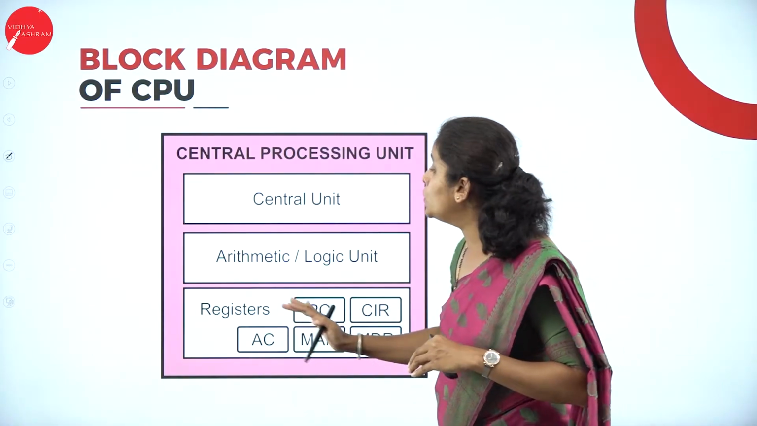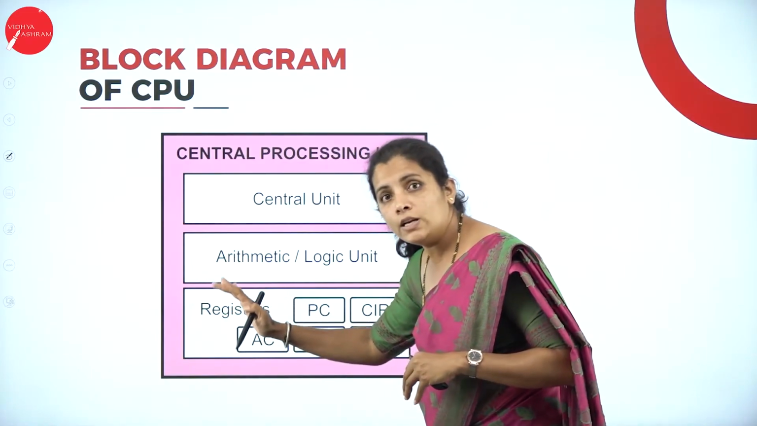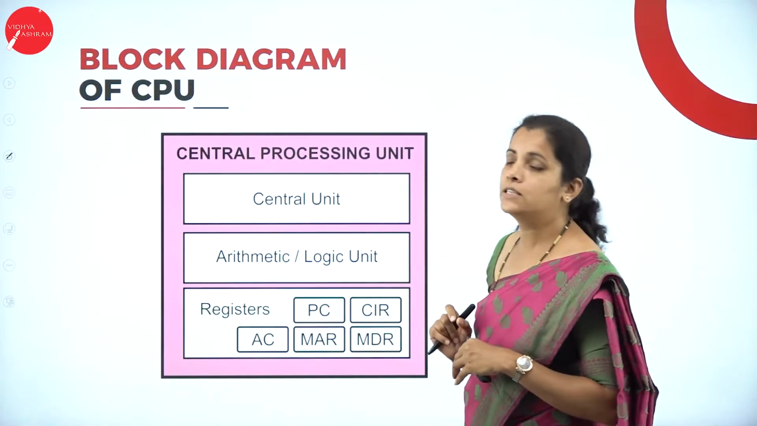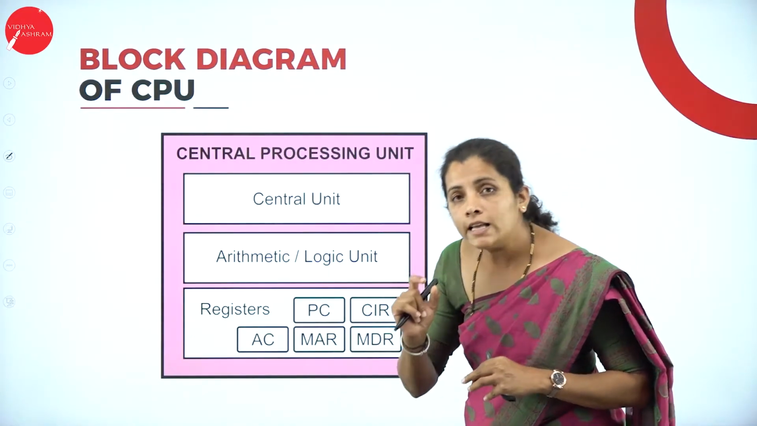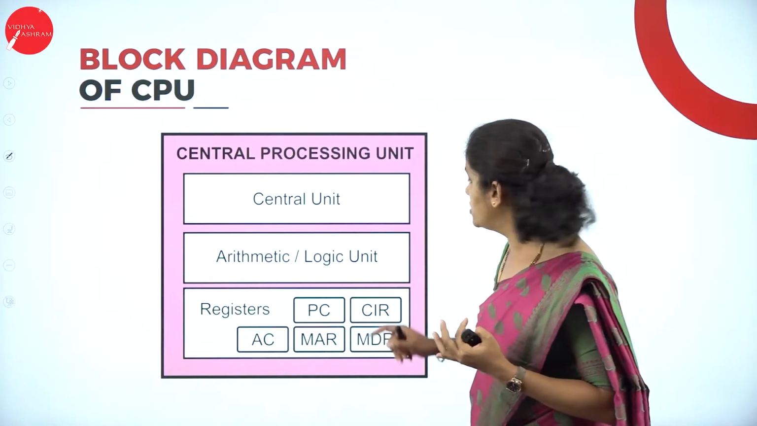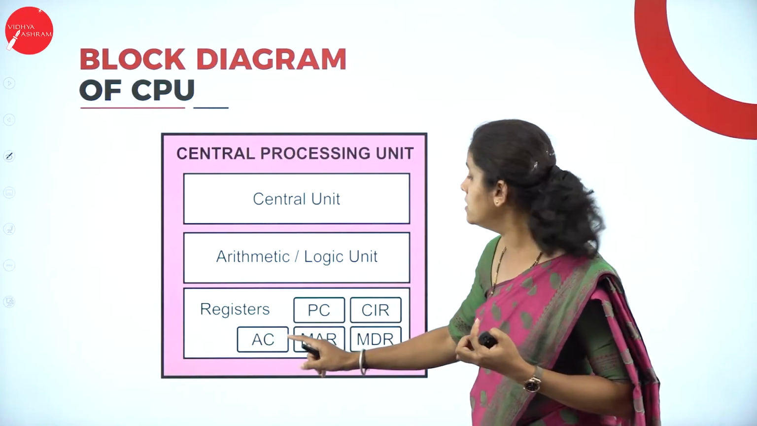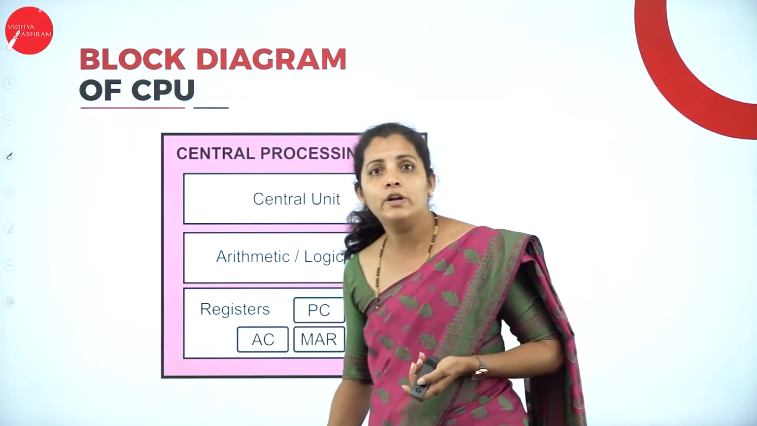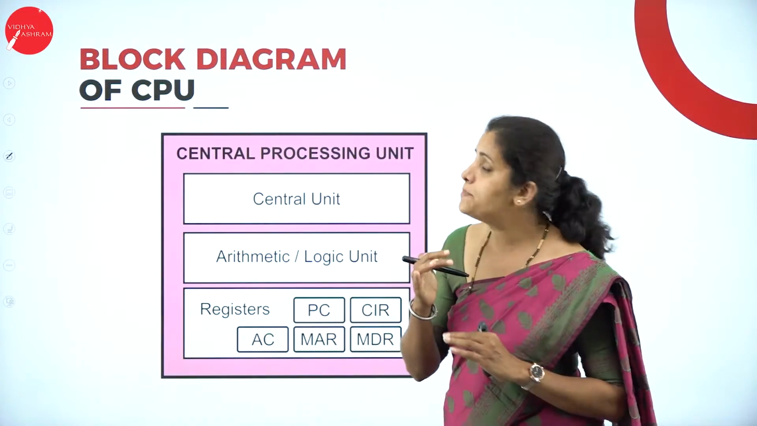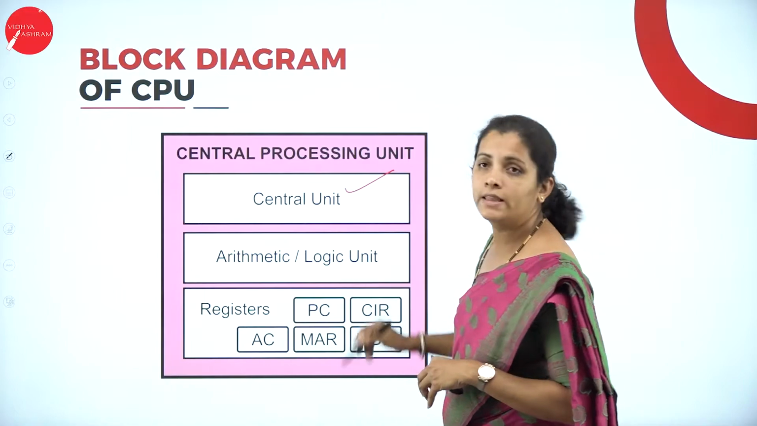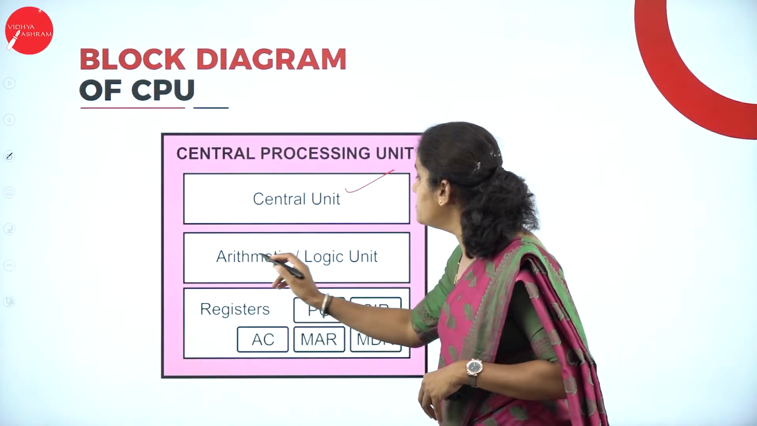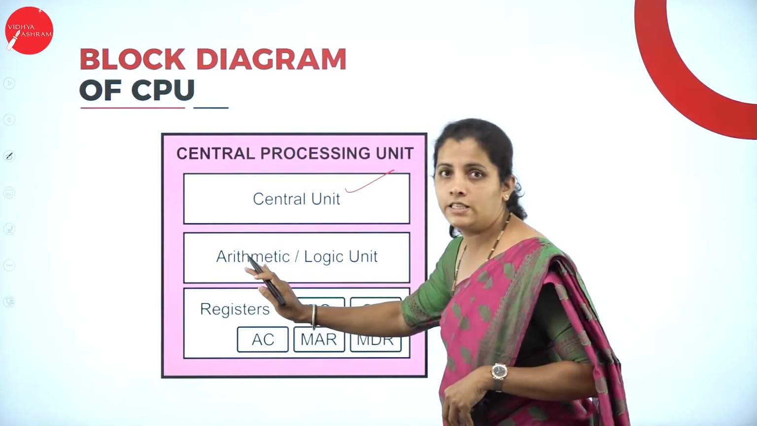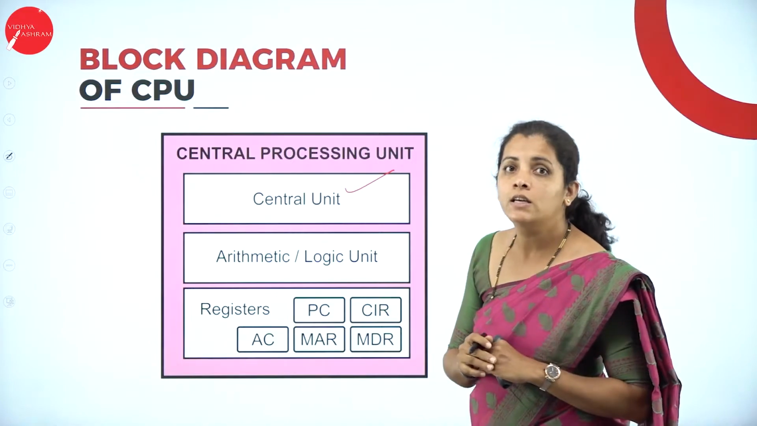CPU also includes registers. CPU includes 5 different types of register. In that, the first one is the program counter. Then the next register is the current instruction register, then the accumulator, then we have the memory address register, then we have the memory data register. So each CPU includes CU, that is the control unit, then the arithmetic logic unit, that is ALU, then registers. Under registers, we are going to get 5 different registers.